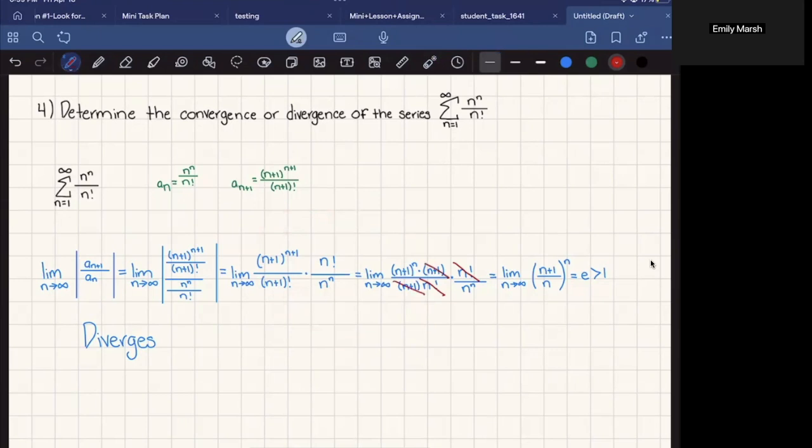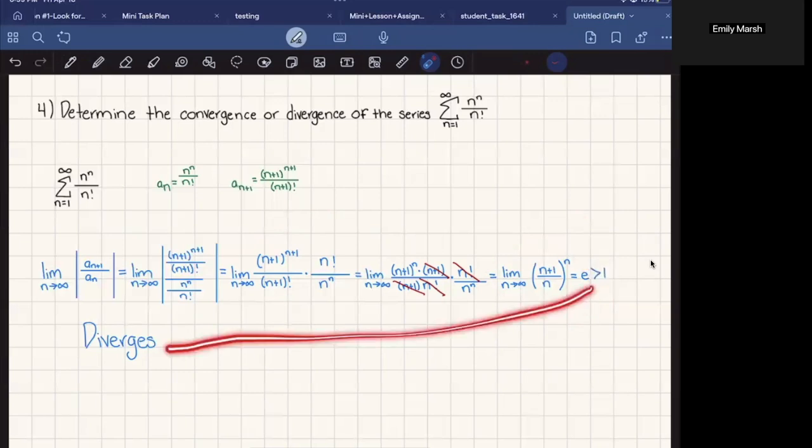And thus we are able to rewrite this as the limit as n approaches infinity of n plus 1 divided by n, all to the power of n. And this here is a property. This expression approaches e. That's how you would approach e. And we know that e is greater than 1, thus the series diverges according to the ratio test.